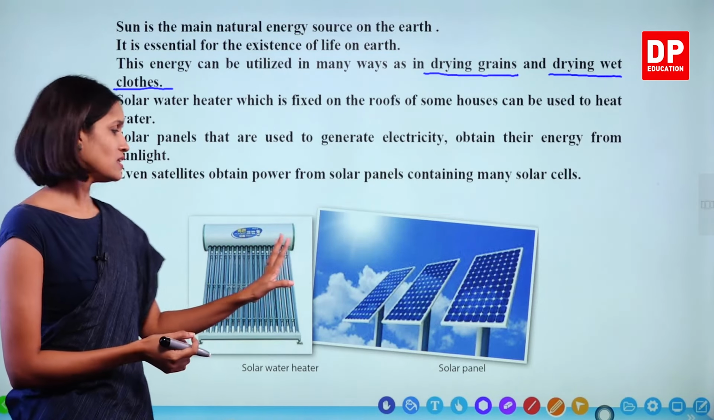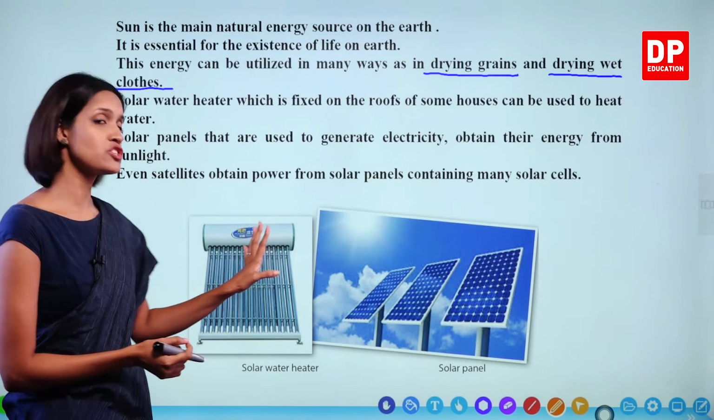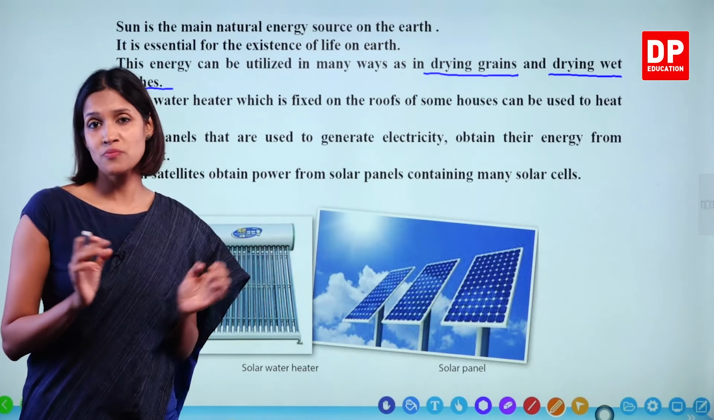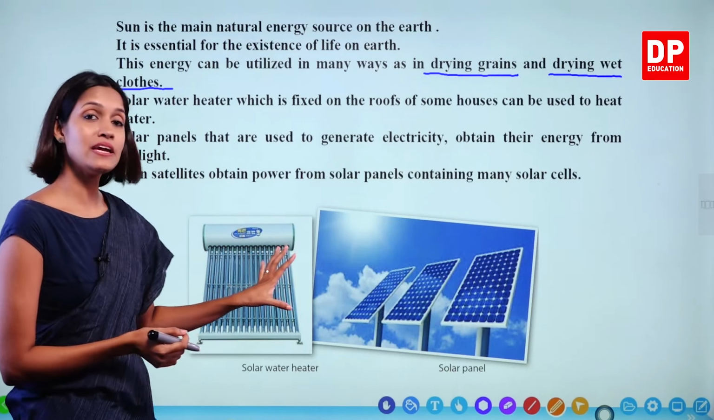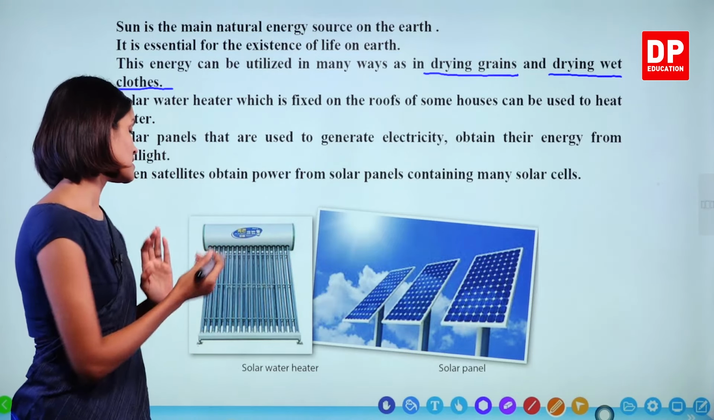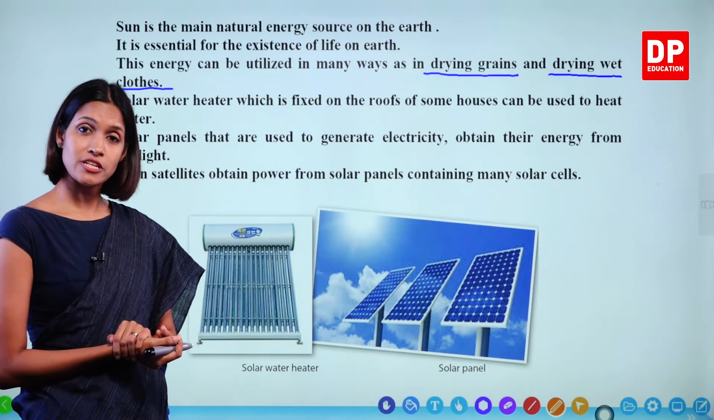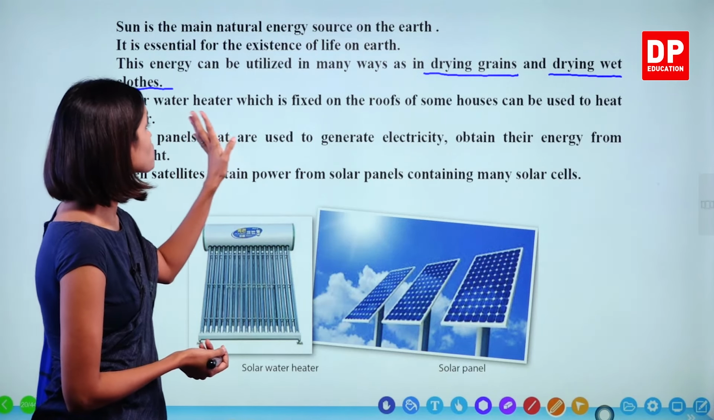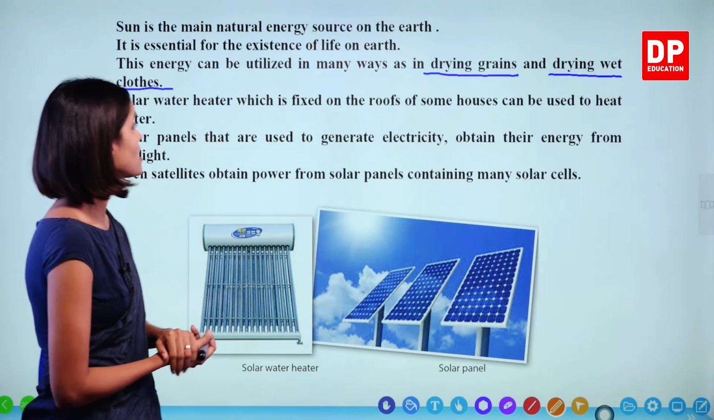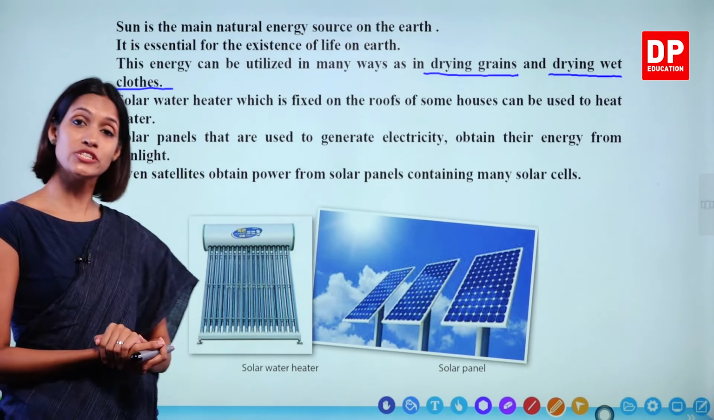You must have seen these types of instruments fixed on the roofs of some houses. What does it do? So using the solar energy, water can be heated by this equipment. Okay, children? So a solar water heater, which is fixed on the roofs of some houses, can be used to heat water.